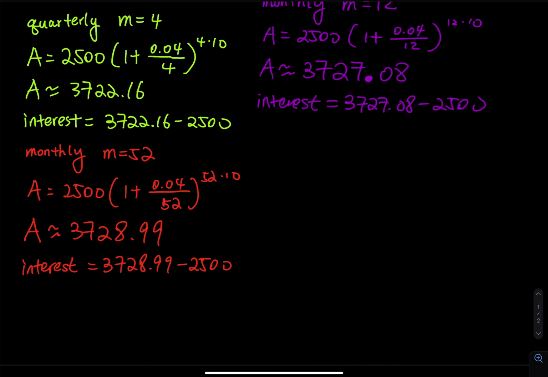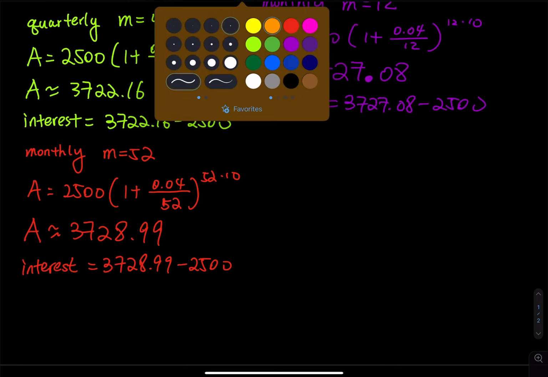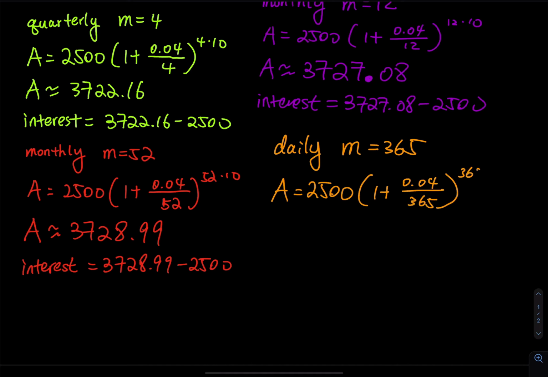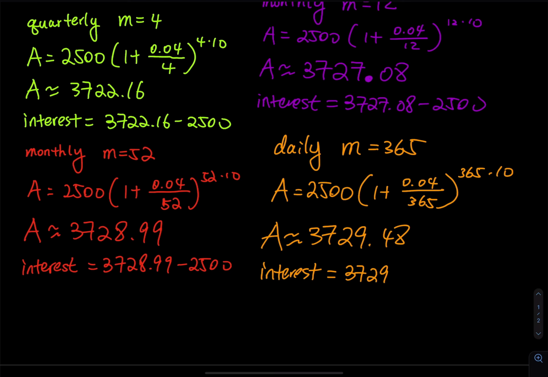And then the last one is daily. How many days in 1 year? Again, some textbooks use 365, some textbooks use 360. Okay, let's do that. So which color should I use? Let's use orange. So for daily, that is M equals to 365. So we have A equals to 2500, and then 1 plus the interest rate divided by 365, and then 365 times 10 years. Again, some textbooks use 360. So this one, I have this approximately equals to 3729.48, and then the interest is equals to final 3729.48 minus initial, which is 2500.